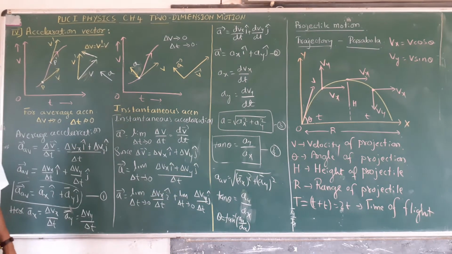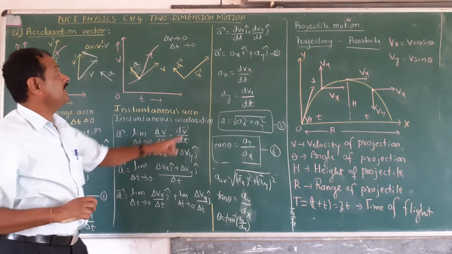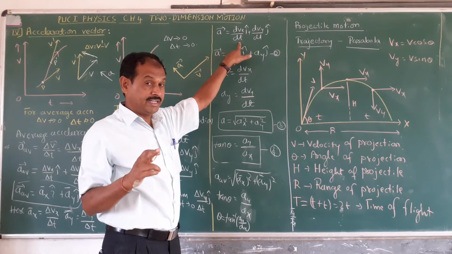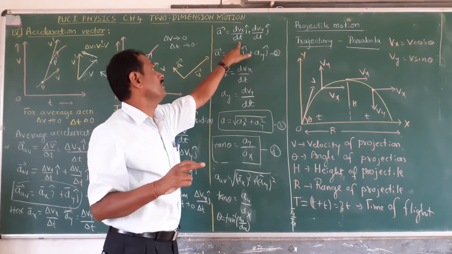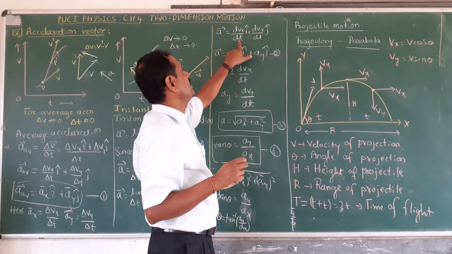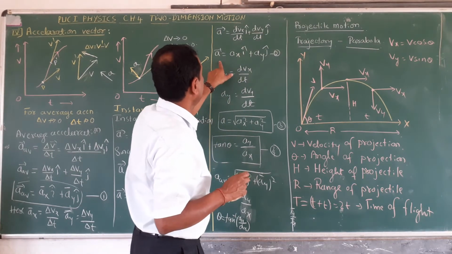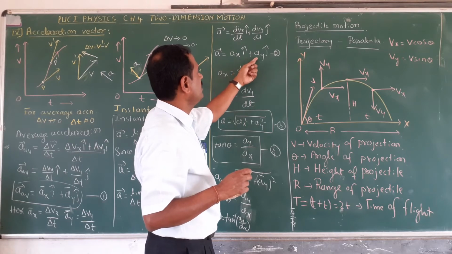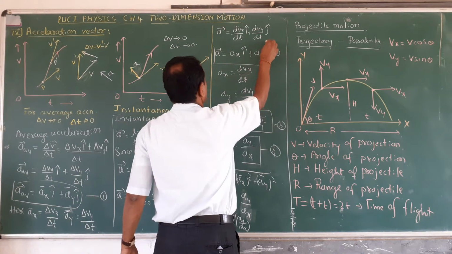Now this vector a is equal to dvx divided by dt i cap plus dvy divided by dt j cap. dv divided by dt indicates acceleration, dr by dt indicates the velocity. Now vector a is equal to ax i cap plus ay j cap. It is the expression for instantaneous acceleration.